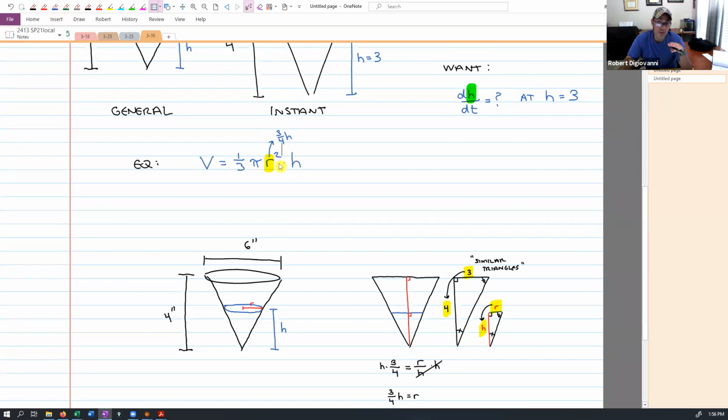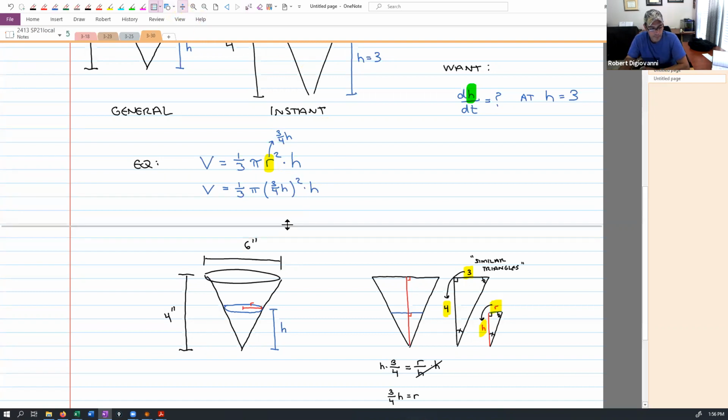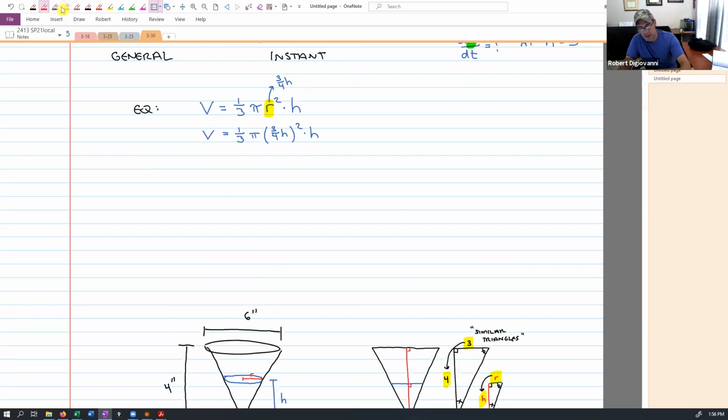We can only do this for this particular cone of water that's within this cup. If we had a different shaped cup, we'd have a different set of similar triangles, so we would have a different proportion. But for this particular problem, I can replace the R with 3/4 H. And so this now becomes 1/3 pi times 3/4 H, that's what R is, squared, times H. This stuff down here was just our scratch work.